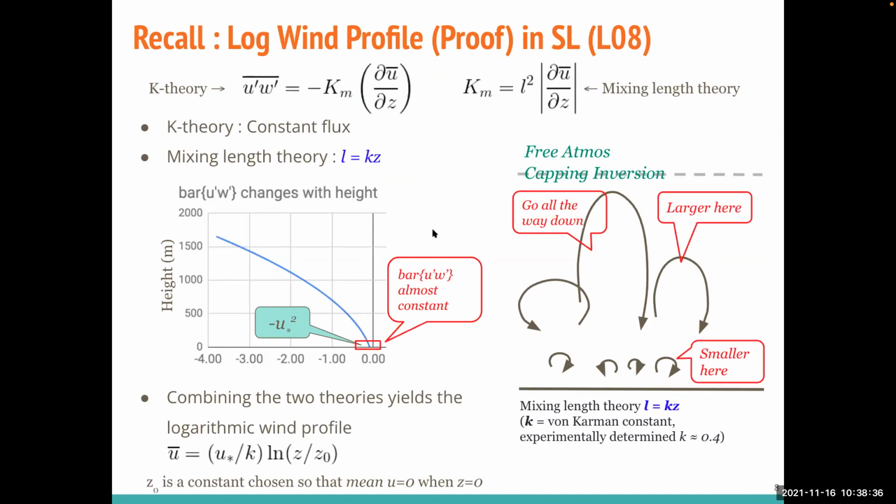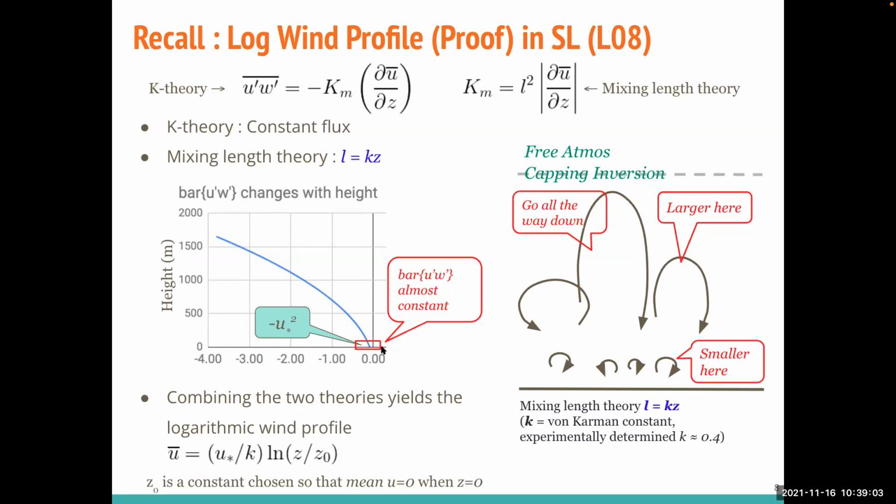So we also have talked about the log mean profile last time. The log mean profile is coming from the K theory and the mixing length theory, which are all approximations. Okay, this is first order approximation, remember that. We use this because it really matches with the observation, with the natural stability situation, okay?